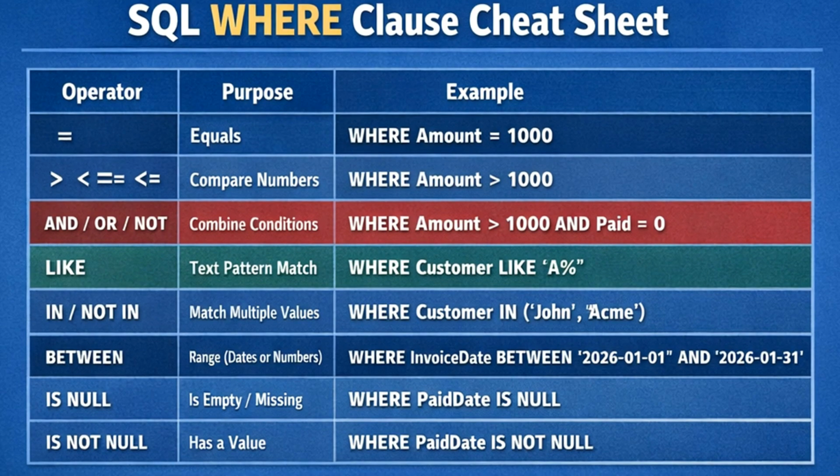The SQL WHERE clause lets you filter rows so your query returns only the data you actually want. You use operators like equal, greater than, less than, greater than or equal to, less than or equal to to compare numbers. Operators like AND, OR, NOT to combine multiple conditions, LIKE to match text patterns, IN to check against a list of values, and BETWEEN to filter a range such as dates or amounts. To handle missing data, IS NULL finds empty values and IS NOT NULL finds records that have data. In short, the WHERE clause is what turns a basic SQL query into a powerful data filtering tool, letting you ask precise questions from your database instead of pulling everything.